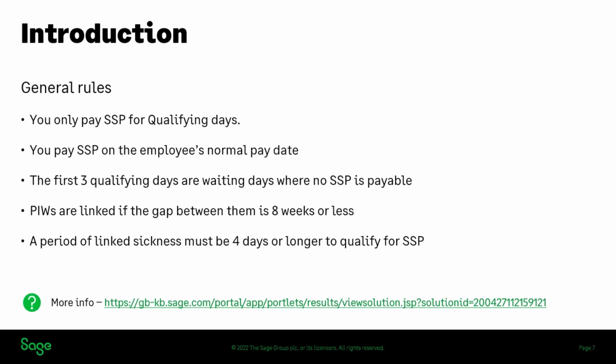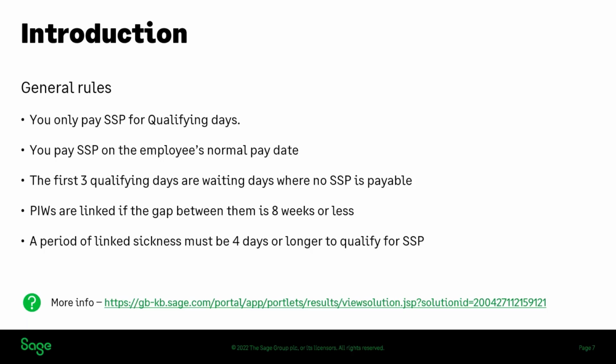So there are a couple of general rules when it comes to SSP as well. You only pay SSP for qualifying days, as I mentioned, and that will be determined by the qualifying day pattern, but we'll be getting into that when we look to record the sickness. You pay SSP on the employee's normal pay date, so the pay dates don't change, stays exactly the same as it would normally. And the first 3 qualifying days are classed as waiting days when no SSP is payable. That's where the 4 days in a row come from, because the very first 3 of them are classed as waiting days.